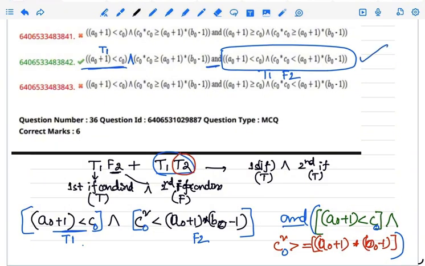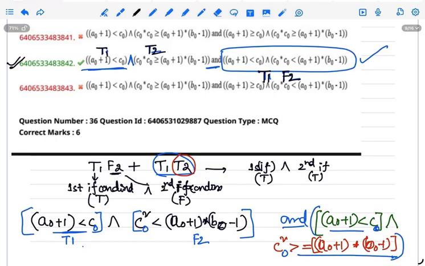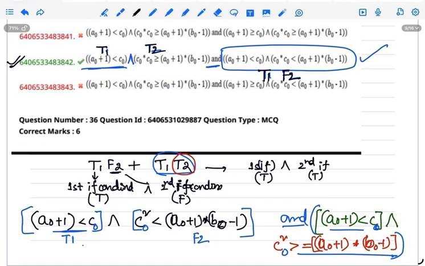Next, this one T0, the green color one, A0 plus 1 less than C0. And this one C0 square greater than or equal to, okay, this condition is T2. One F2, T1 and T2. So this is the correct option. All the others are incorrect, they only change the greater than, less than symbols.